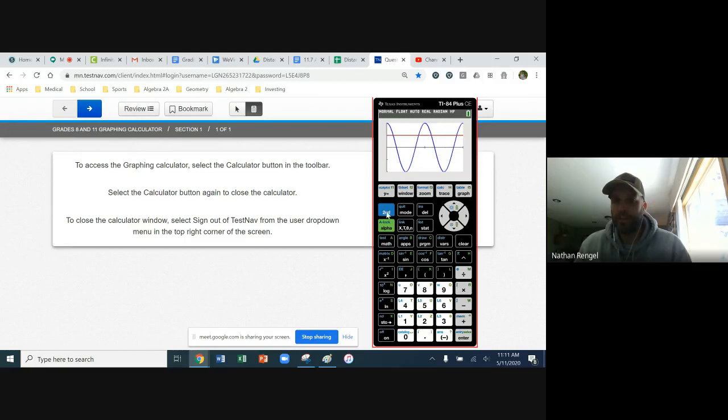To do that, I'm going to hit second calc. I'm going to go down to number 5. I'm going to get as close as I can, going left to right, to that point. And I'm just going to hit enter, enter, enter. And there's my intersection. My intersection is about 0.52. So one of my solutions is going to be 0.52. Rounding to the nearest hundredth, the 3 is going to keep it still as a 2.